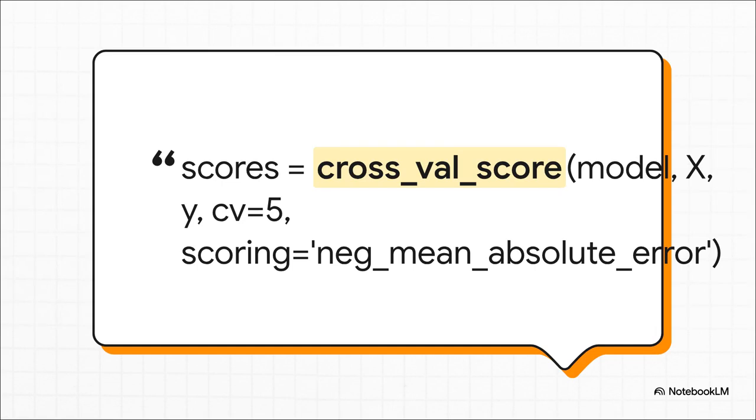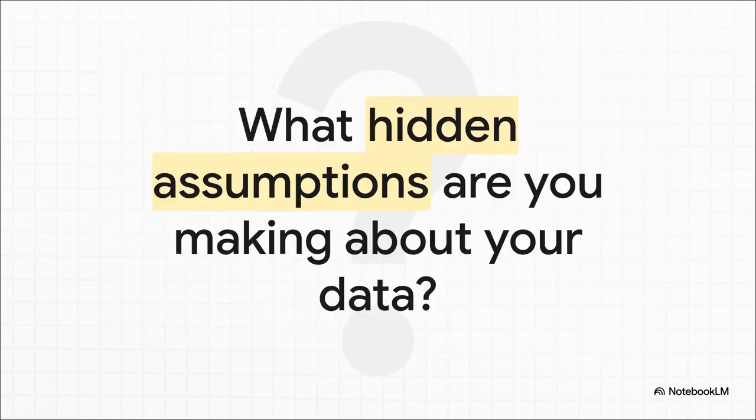And the best part? Scikit-learn makes this almost laughably easy. There's a function called cross_val_score that does literally all of this heavy lifting for you. You just hand it your model, your data, tell it how many folds to use, like cv=5, and you can even tell it what metric to score on. It just does everything and spits back the list of scores. It's awesome.